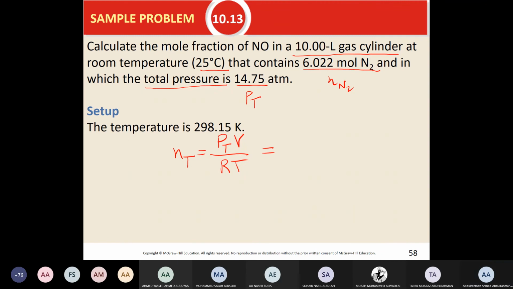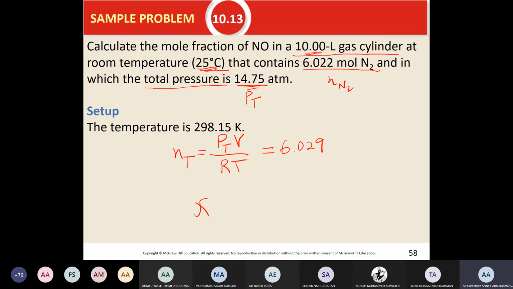Go ahead and give me the answer. 6.029. You have the P total, and you have the volume, 10 liters, and you have R, of course, constant, and temperature is 25, change it to Kelvin. And this is the N total.